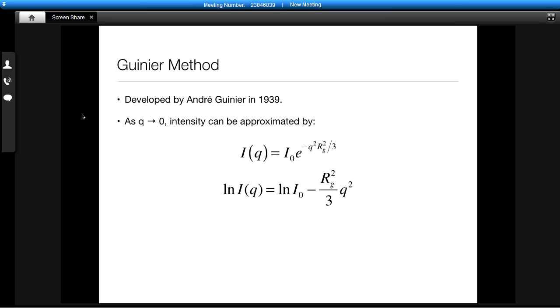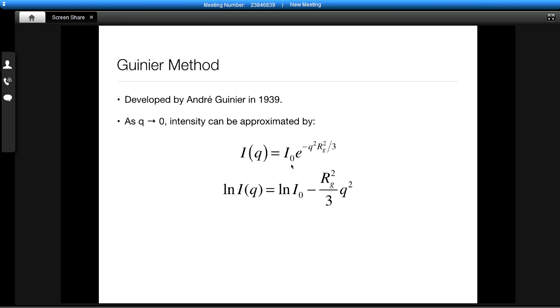So one of the ways that we can look at whether or not there is a structure factor or attraction or repulsion within our scattering pattern is something called the Guinier method. This was developed by André Guinier back in 1939. He's kind of like the founder of SAXS. And he was able to come up with an equation that approximates the low Q data, as Q approaches 0, that you can approximate the intensity by this simple equation.